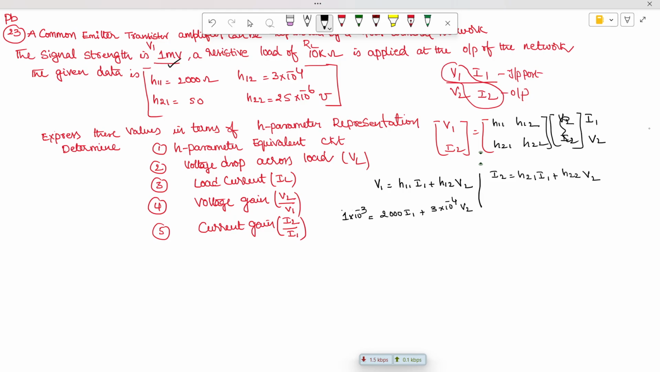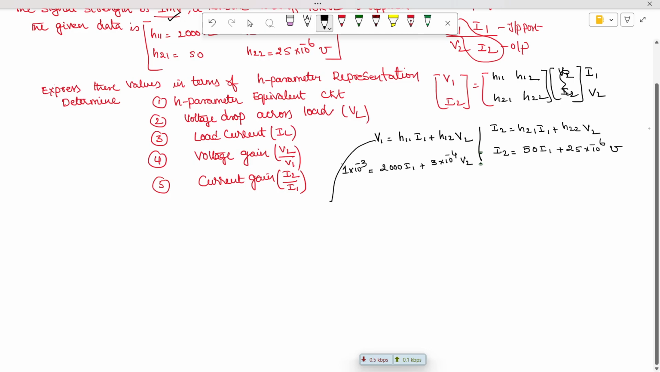And how to write down this? I2 is equal to H21. What is the H21 given? 50 into I1 plus, what is the H22 value given? 25 into 10 to the power minus 6 mhos. Okay, so now we need to solve this equation and we want to find out the value of I1 in terms of V2. So here, if you want to draw the equivalent circuit, already we have drawn the equivalent circuit. Let's try to draw the equivalent circuit.